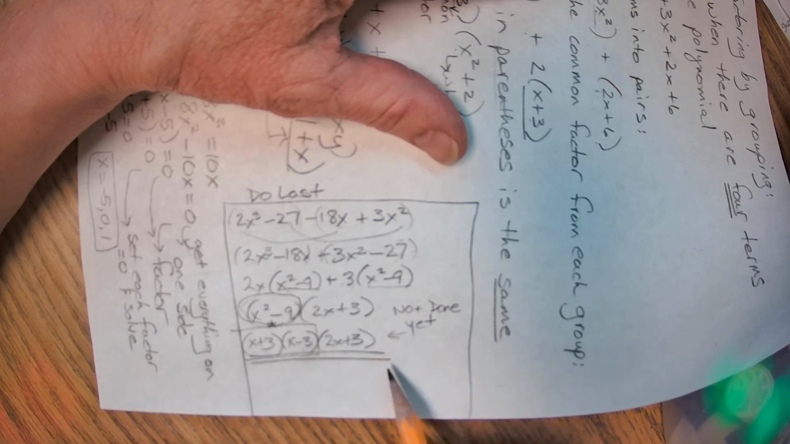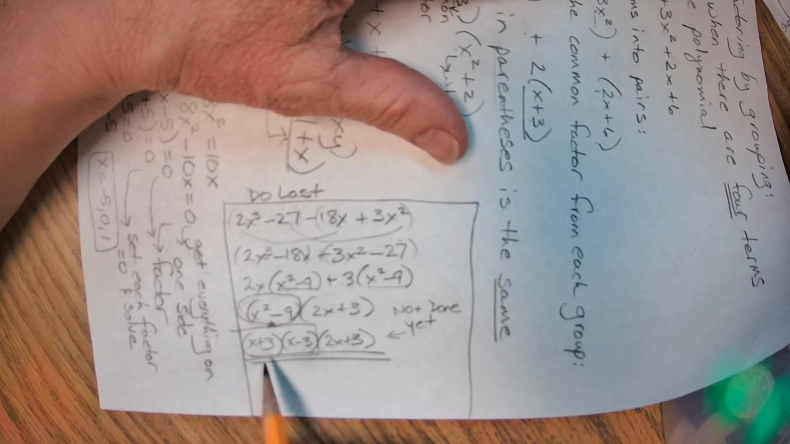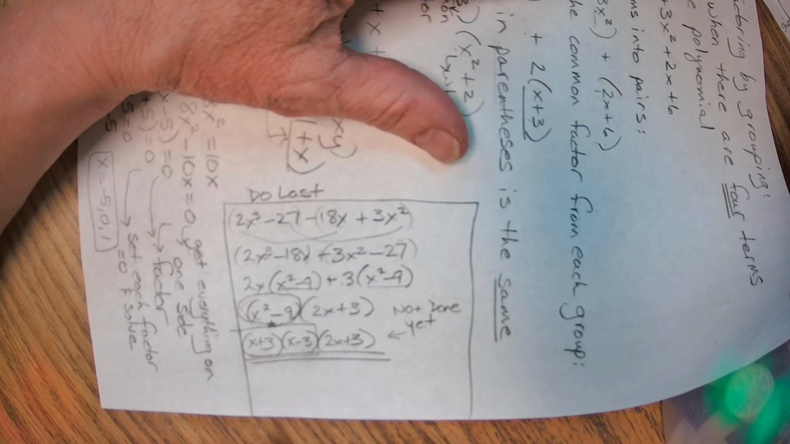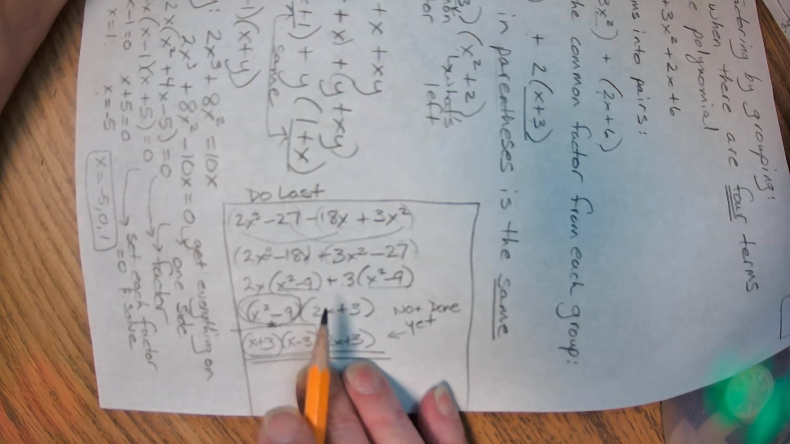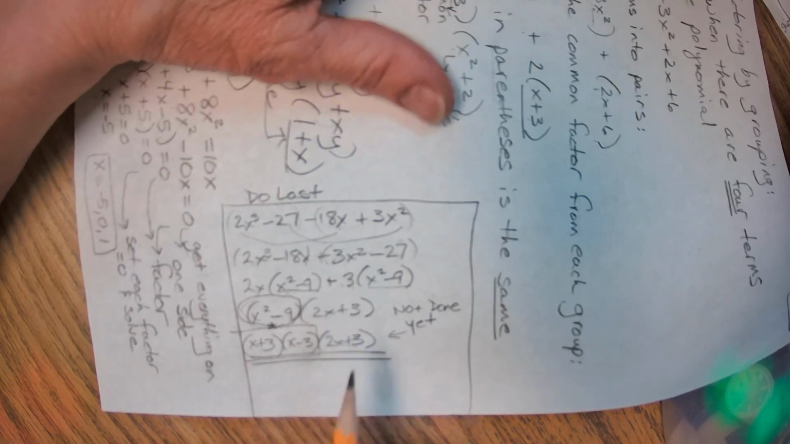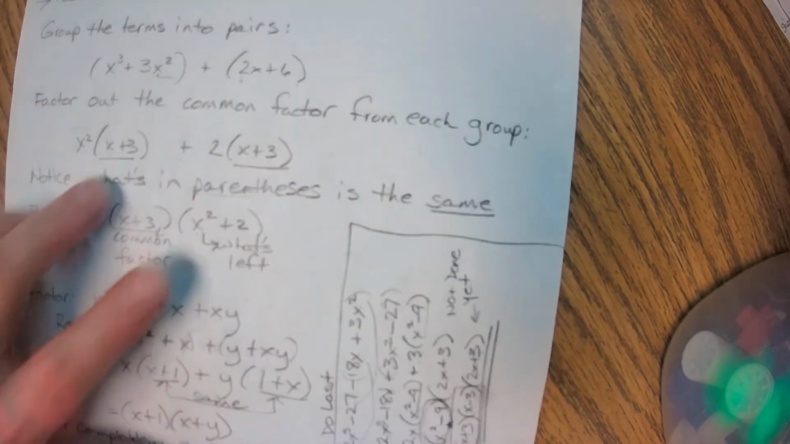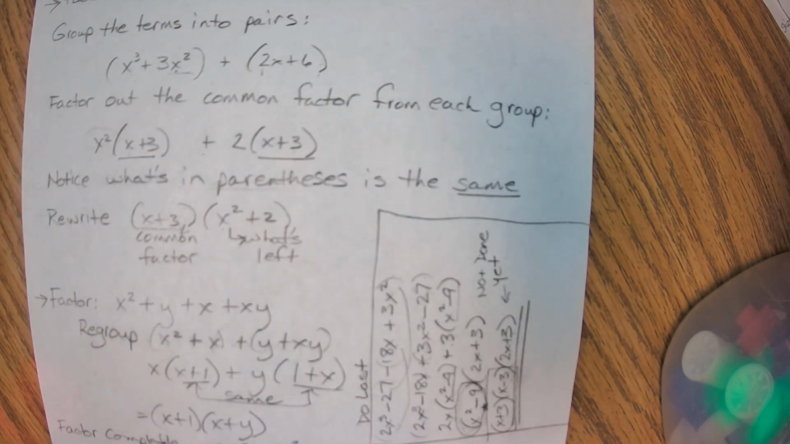And if I were solving this, if this were all set equal to 0 and it said to solve, then I would set 3 equations. X plus 3 equals 0, x minus 3 equals 0, and 2x plus 3 equals 0, and I would solve all 3 of those equations. So remember, whenever it says to factor completely, always look for something like this when you think you're done, because you're not really done. And that pretty much wraps up chapter 7.